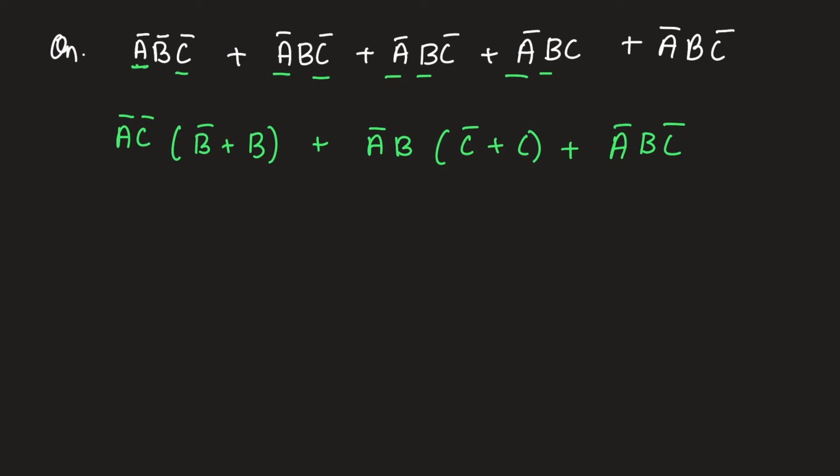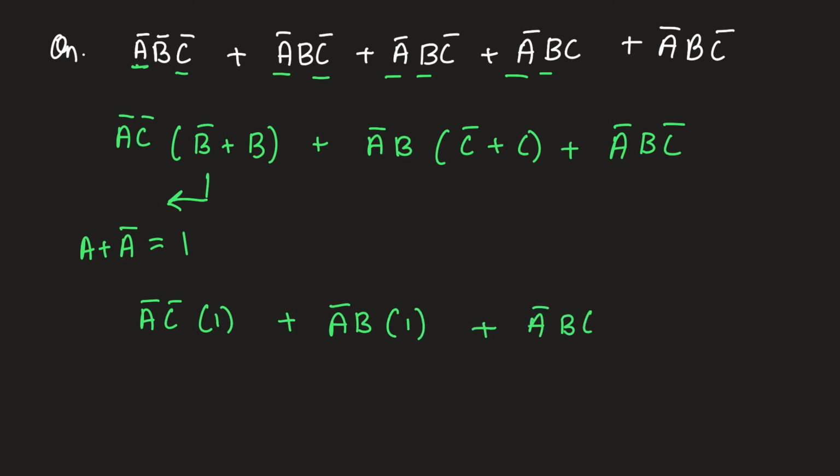So what will we do over here? Since we have b complement b, you probably remember this is the inverse OR law, right? Where we had a plus a complement giving us 1, okay? So it doesn't matter if it's a, b, c, whatever input it is, if the input plus its complement, the answer would be 1, right? True value. So that would give us a complement, c complement, and then 1, plus over here a complement b, and again 1, plus a complement b, c complement, right? So we'd have this, this, and this.